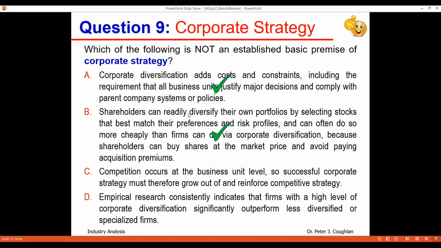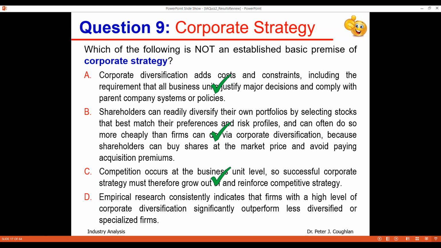C, competition occurs at the business unit level, so successful corporate strategy must grow out of and reinforce competitive strategy. That's true. Corporations don't compete; competition takes place at the business unit level, or even at the product or service level. General Electric is not competing with Rolls-Royce, even though they both make aircraft engines, but their divisions are competing with each other. So again, they're competing at the business unit level.